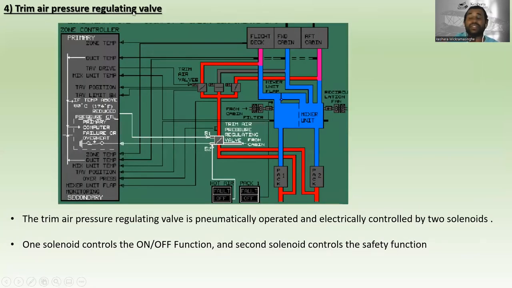Now let's go to the trim air pressure regulating valve. Here is the trim air pressure regulating valve. It is pneumatically operated and electrically controlled by 2 solenoids, solenoid number 1 and solenoid number 2. Remember, one solenoid controls the on-off function, and the second solenoid controls the safety function.